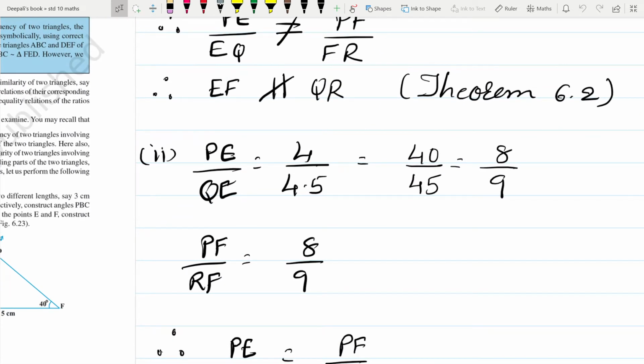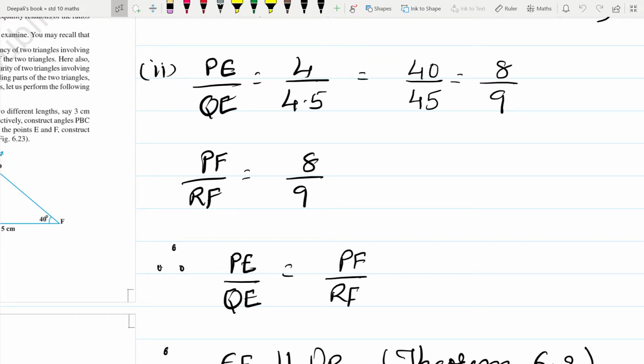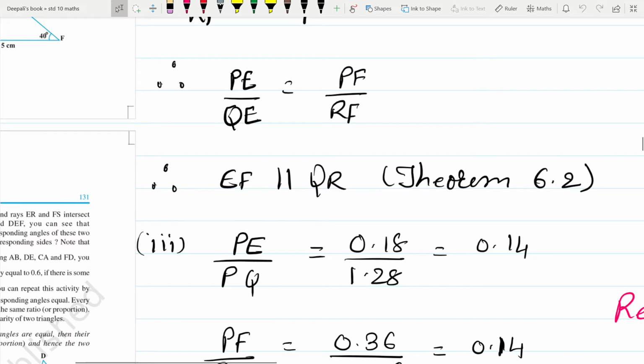Second, PE upon QE is equal to 4 upon 4.5 is equal to 40 upon 45 is equal to 8 upon 9. PF upon RF is equal to 8 upon 9. Now both the ratios are equal and therefore EF is parallel to QR.